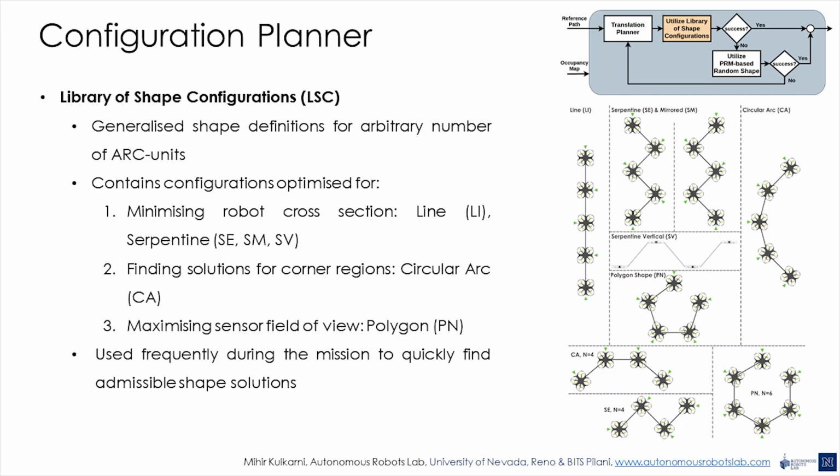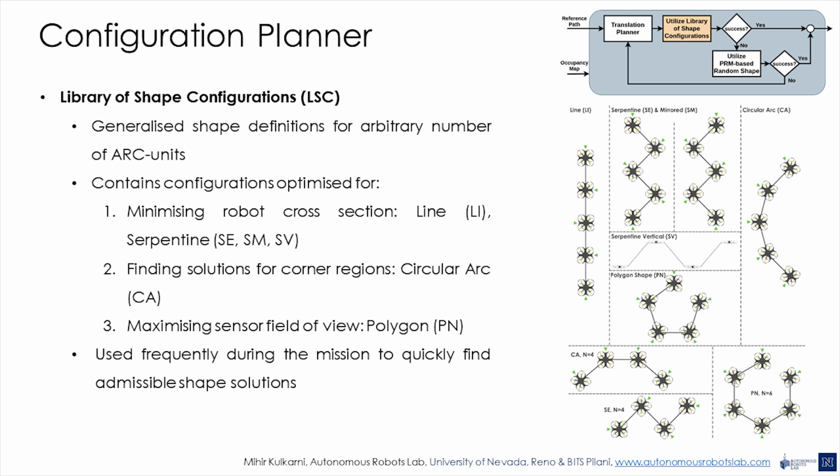The LSC consists of carefully chosen solutions optimized for particularly challenging environment sections, like narrow passageways, corners, as well as those which maximize the field of view of the sensors. For the arc system consisting of n arc units, the LSC contains the following configurations: a straight line configuration and 3 serpentine configurations, of which 2 are mirrored on the XY plane and 1 configuration lies on the XZ plane, minimizing the robot cross-section.